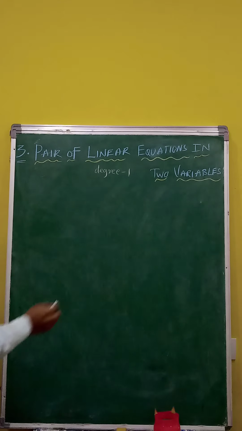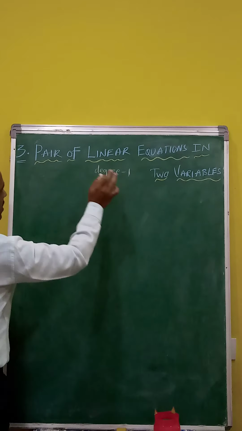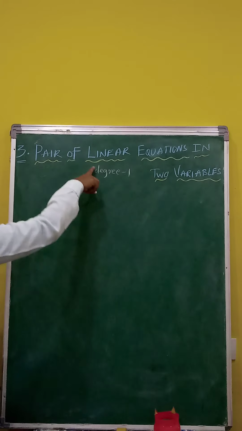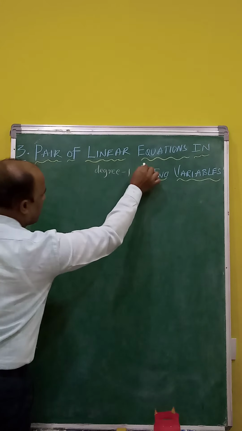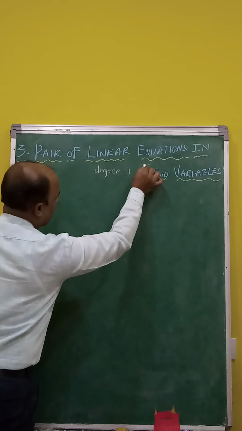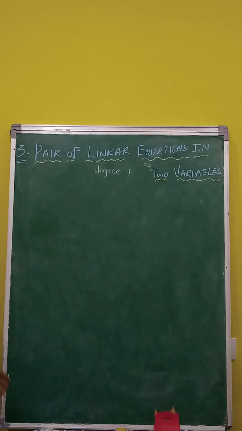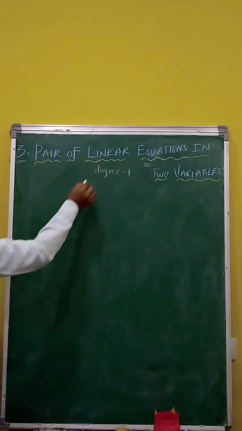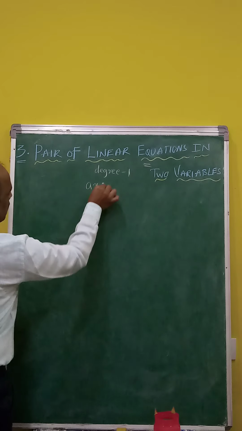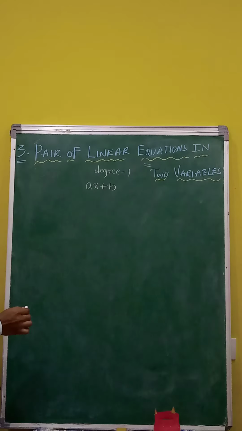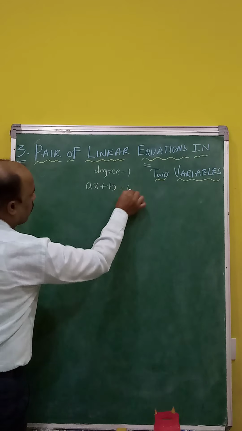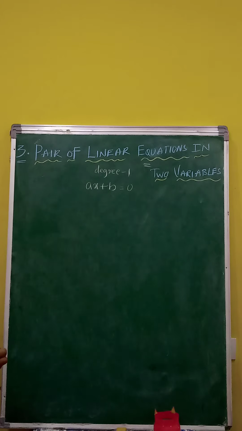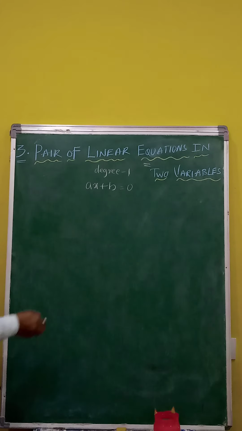We know linear equation in one variable. Linear means degree 1. Equation means that there is an equal to symbol, something is equal to something. Now, with degree 1 and an equation, we write ax plus b is equal to 0. This is also called an algebraic expression.